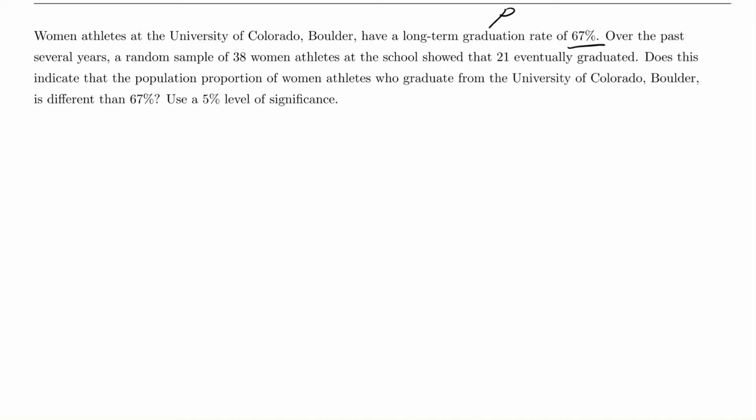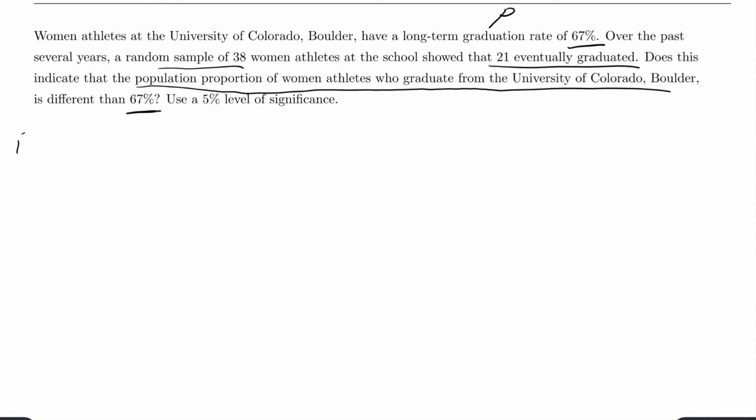Over the past several years, a random sample of 38 women athletes at the school showed 21 eventually graduated. Sample size n is 38, and 21 is the success, X. Does this indicate the population proportion of woman athletes who graduated from University of Colorado is different from 67%? Okay.